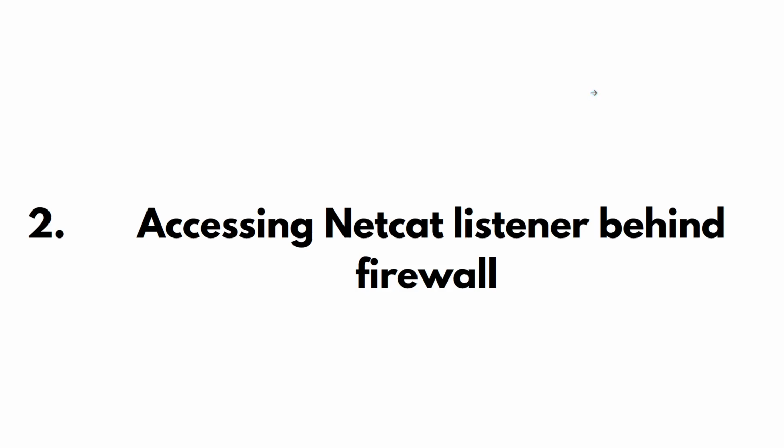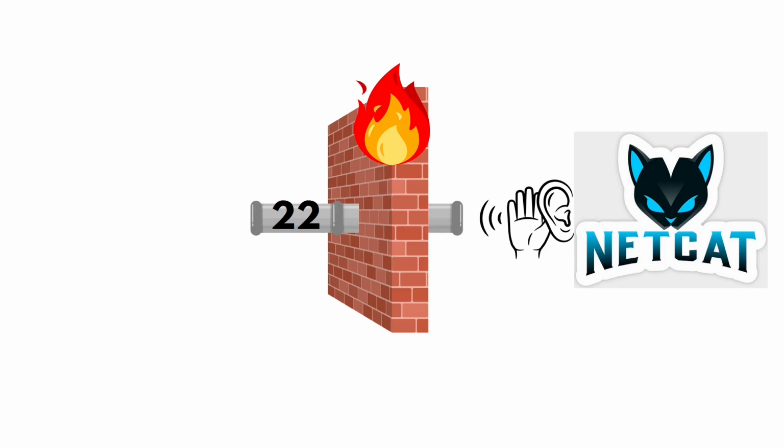Second example, accessing a netcat listener behind a firewall. In this example, we have a netcat listener on the target computer waiting for an incoming connection. The problem is it's behind a firewall. But again, luckily SSH port 22 is open. So we'll do the same thing again. We'll set up local port forwarding on our machine so that any traffic we send to a local port, meaning a port on our machine, is securely tunneled over SSH port 22 to the netcat listener on the remote machine.